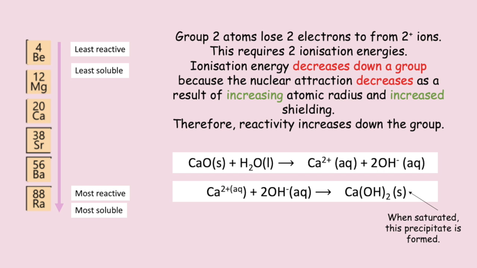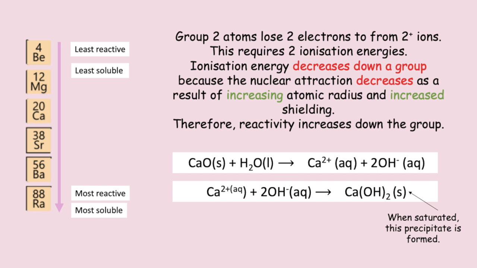The solubility of these hydroxides increases as you go down the group, so the resultant solutions are more alkaline. The lower the group, the more alkaline the substance. pH actually increases down the group, and that's a key fact.